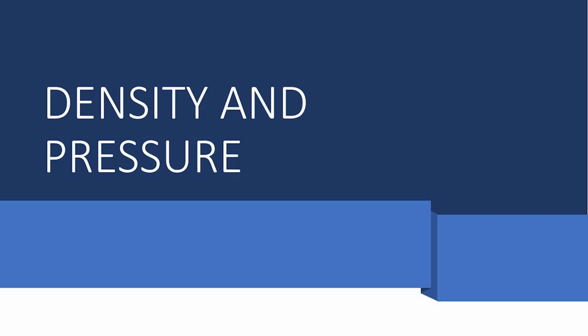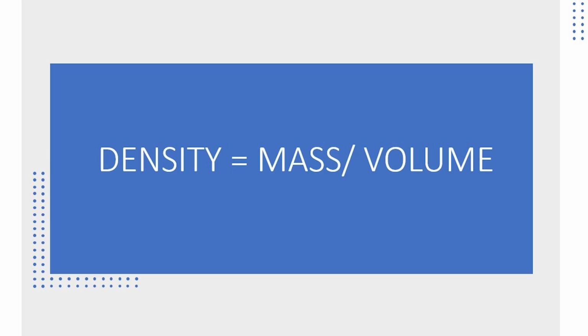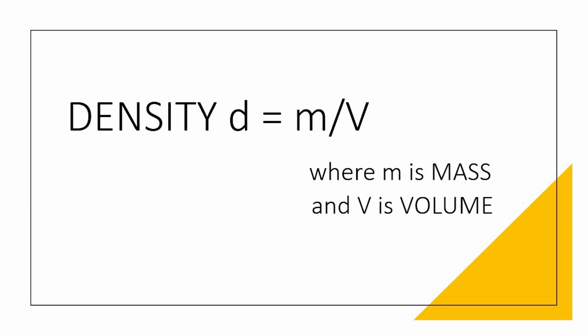Now we shall move on to the derivation of an equation connecting density and pressure. You have to write the equation for the density of a gas. Which is that equation? Yes, density is equal to mass by volume. Here D is density, m is the mass and V is the volume.